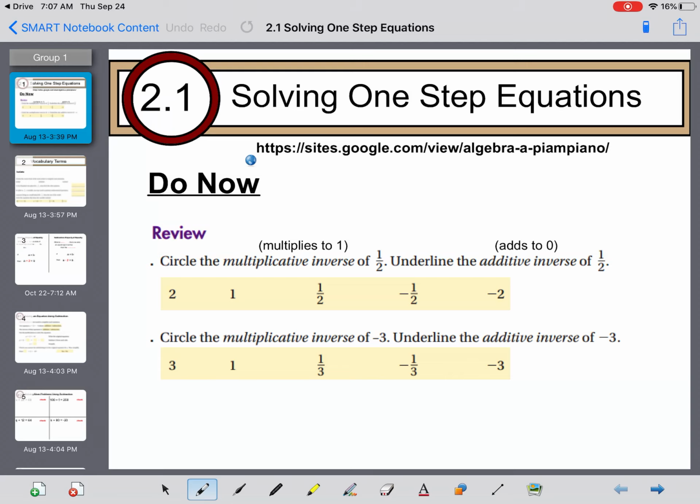All right, everybody, welcome to 2.1 Solving One-Step Equations. Feel free to pause, attempt the do now, and then resume the video when you're ready.